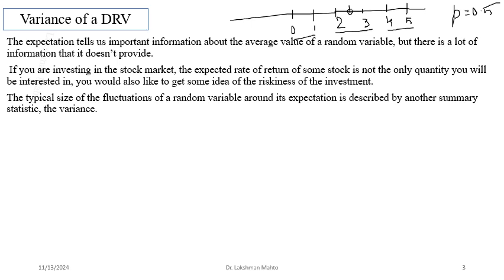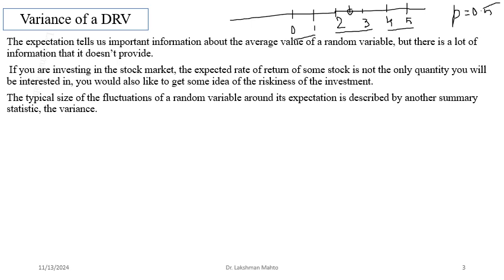So we will talk about the variability of the values of the random variable, or the variability of the random numbers. And the variability of random numbers is described by the variance of the random variable. So we need to talk about variance. Apart from expectation, you have to talk about variability, and it comes as the variance of the discrete random variable, or random variable, whatever. The expectation tells us important information about the average value of a random variable, but there is a lot of information that it doesn't provide.